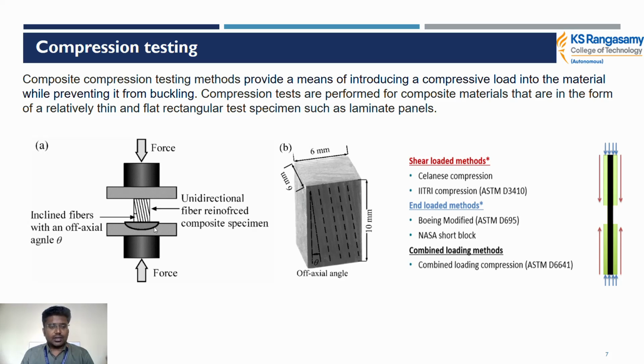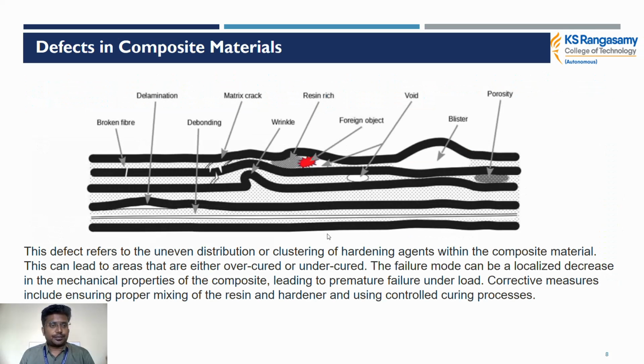In between the two jaws, we fix the composite specimen. This is an inclined fiber with a half axial angle. For the compression test, the ASTM D3410 standard is followed. Another one, ASTM D6641, is also used as a standard for the specimen.